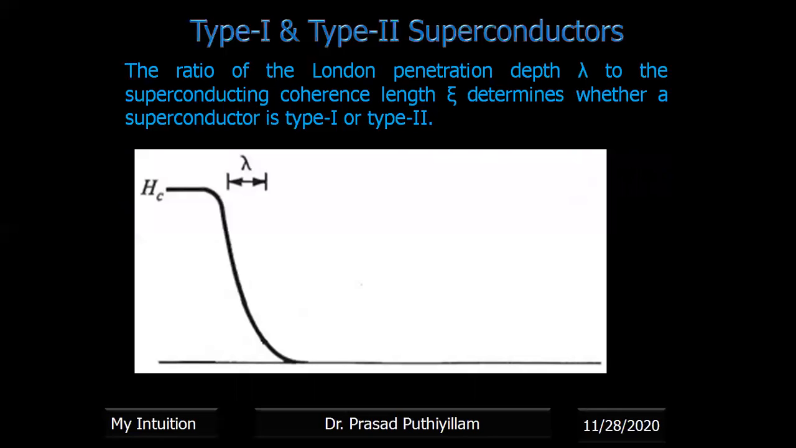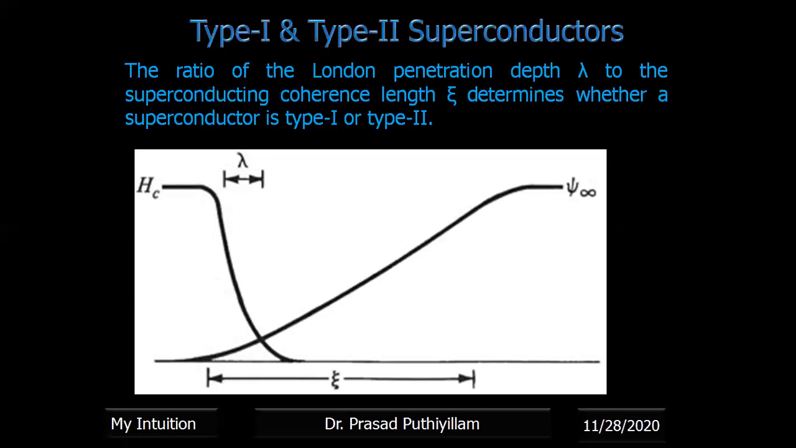To understand more about the penetration depth as well as the coherence length, I'll plot a graph with HC. Here it represents the London penetration depth, the distance to which the magnetic field goes inside the superconductor. Whereas with the coherence length, this is the electron density, it goes to infinity. So this much electron density is not affected by the external magnetic field. This distance from here to here represents the coherence length.